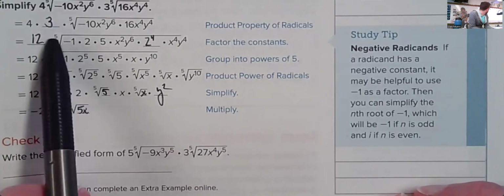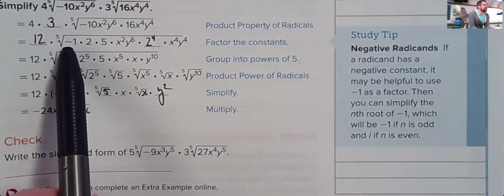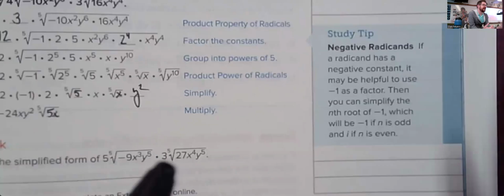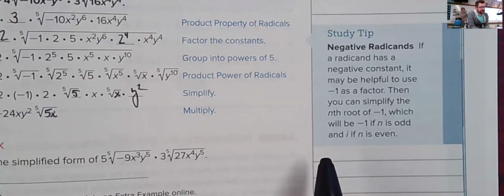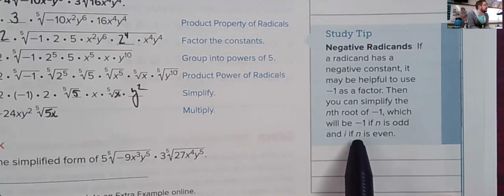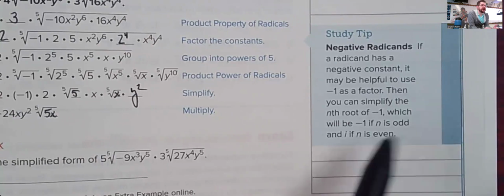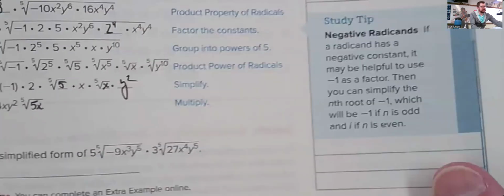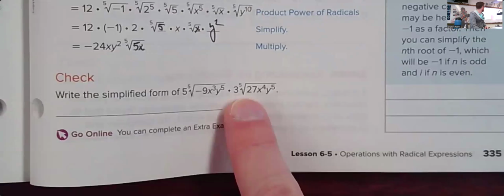The fifth root of -1 is -1. The cube root of -1 is -1. The seventh root of -1 is -1. Or if it's even, it'll be i, because square rooting or fourth rooting or sixth rooting a negative gives you an imaginary value. All right, let's try the next one. Write the simplified form of this.